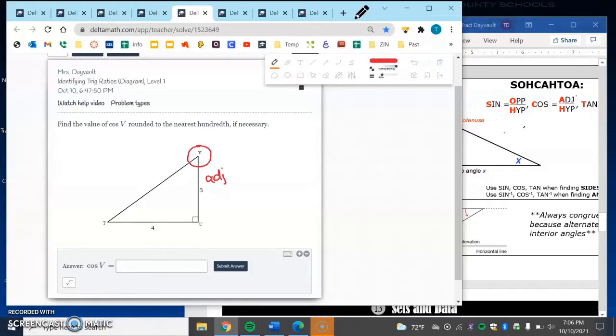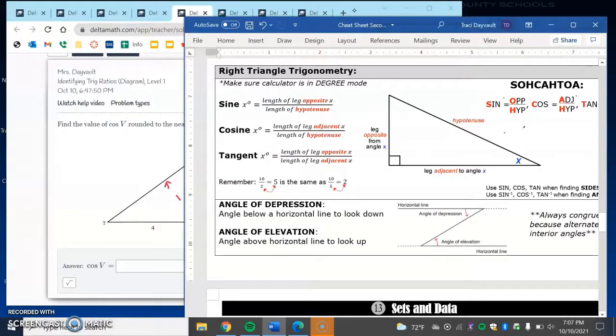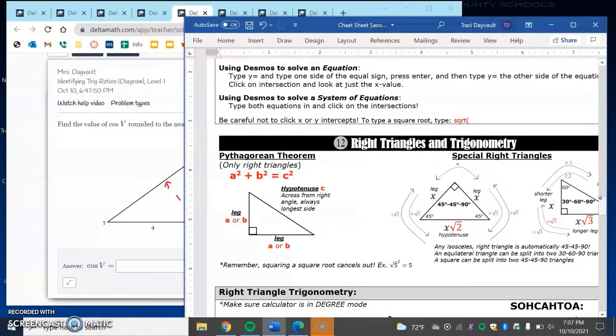Okay, cosine is going to be adjacent over hypotenuse. So the side that is adjacent is 3 units long. And how long is the hypotenuse? Uh-oh, it doesn't tell us how long the hypotenuse is. Do you have any ideas for how we could find how long the hypotenuse is? I hope you do, because we know that anytime you're given 2 sides of a right triangle, you can find the third side by using Pythagorean theorem.